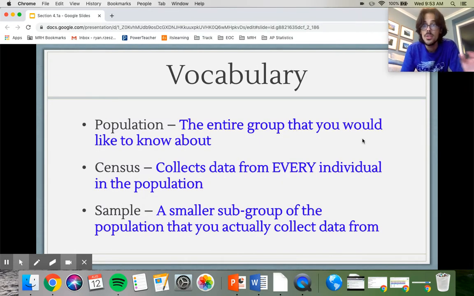So this is vocabulary you've seen before. You would have seen it with me a little bit in Algebra 2 when we did those stats lessons. But I have a few definitions written up here.